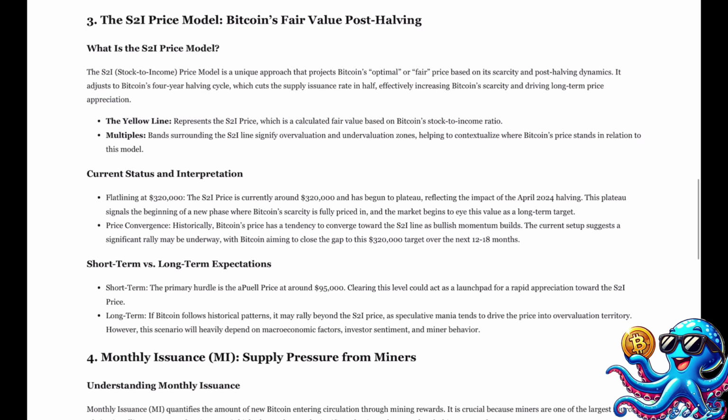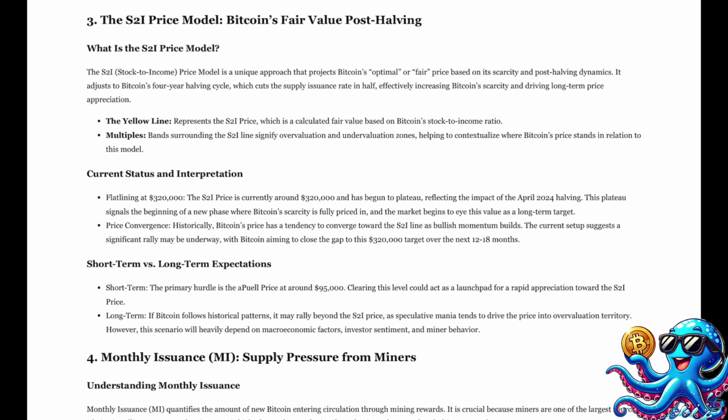3. The S2I price model, Bitcoin's fair value post-halving. What is the S2I price model? The S2I stock-to-income price model is a unique approach that projects Bitcoin's optimal or fair price based on its scarcity and post-halving dynamics. It adjusts to Bitcoin's 4-year halving cycle, which cuts the supply issuance rate in half, effectively increasing Bitcoin's scarcity and driving long-term price appreciation.